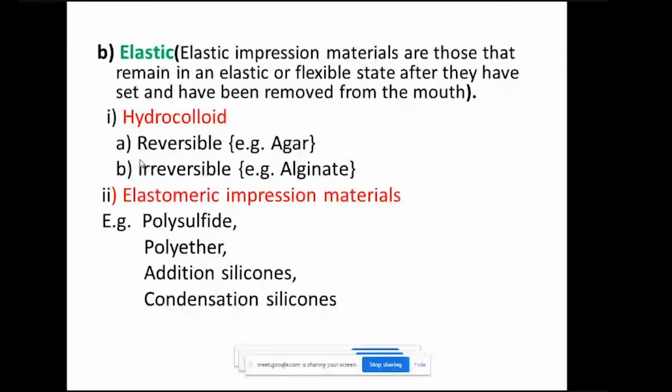It is subdivided into two: hydrocolloid. If you ever heard the prefix hydro, it means water. Hydrocolloid needs water during the reaction. Reversible hydrocolloid or irreversible hydrocolloid. Number two, elastomeric impression material, like what? Addition silicone, condensation silicone, polyether, polysulfide.